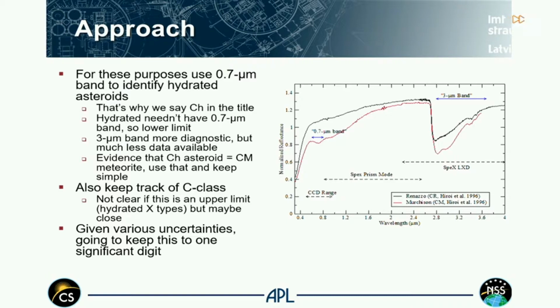This is kind of going to be a lower limit on the number of hydrated asteroids because, like I said, some that have this band don't have this band. Given all these uncertainties, I'm going to try to keep this to one significant digit. So I'm not going to talk about lots and lots of precision. We're just going to look statistically, what do we think might be out there roughly.